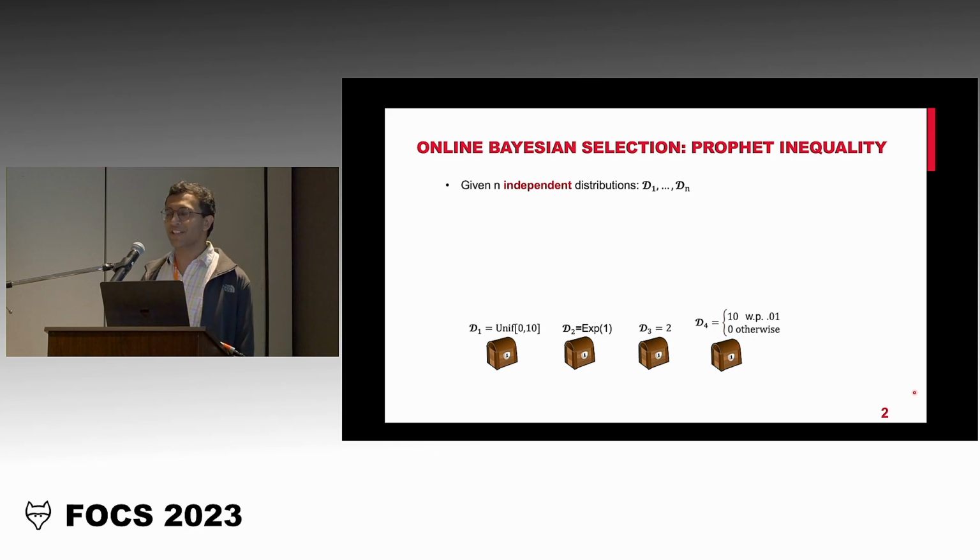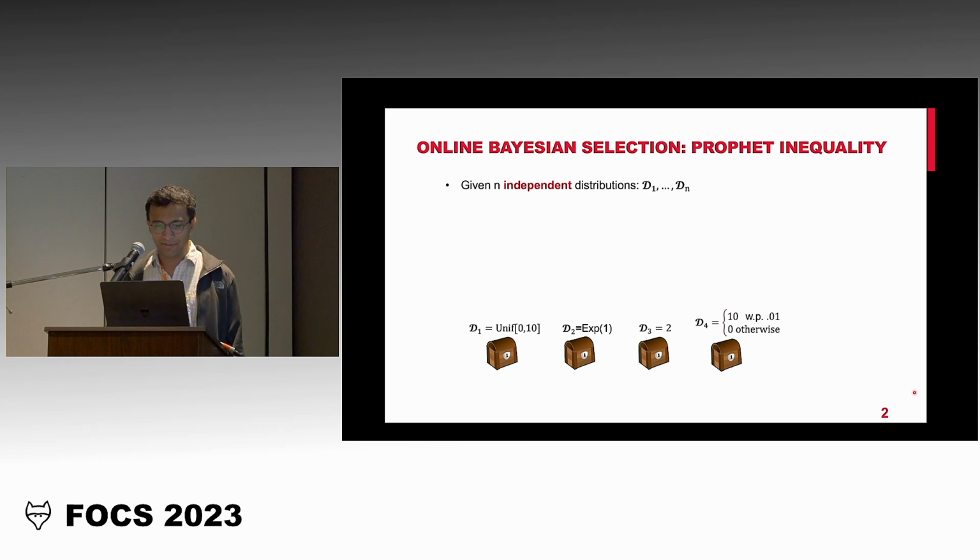The problem has its history in optimal stopping theory. It was introduced in the 1970s, known as the prophet inequality. But more broadly, you can call the area online Bayesian selection. The setup is as follows. You have n independent random variables. Think of these as n boxes. Each box has some hidden reward inside it. You don't know the exact value of a reward in a box, but you know the distribution from which the reward is drawn.